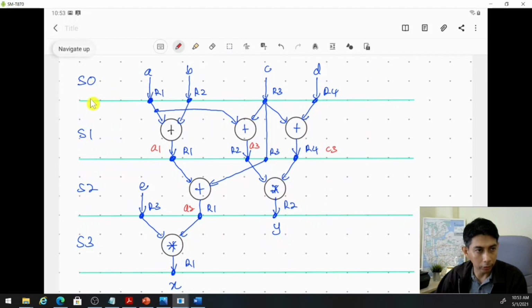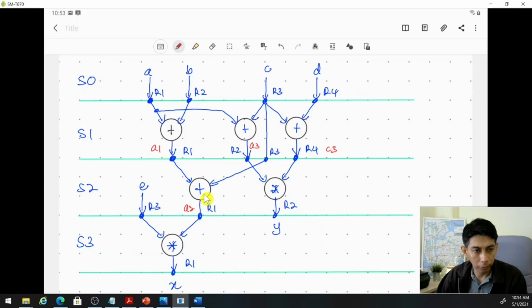So this is cycle number 0, that is cycle number 1, cycle number 2, this is cycle number 3. In the first cycle we transfer the input data into R1, B into R2, C into R3, D into R4. In the next cycle, we do this operation. We add this to get A1, and we store in R1. At the same time, in the same cycle, we do this A plus C to get A3 and store in R2, and C plus D to get C3, and we store in R4.